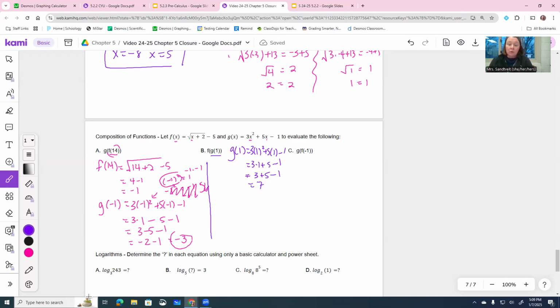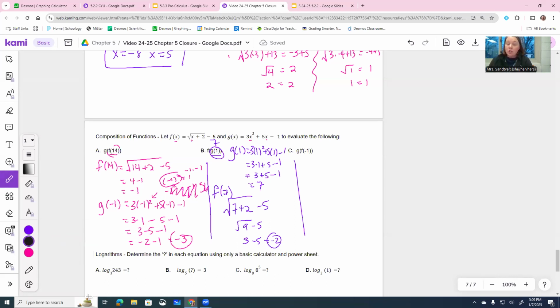Okay. So now I figured out that this is 7. I need to figure out what f of 7 is. So that means I'm going to put this 7 up here for x. So I'm going to have the square root of 7 plus 2 minus 5. That's the square root of 9 minus 5. So that's 3 minus 5. That gives me -2.